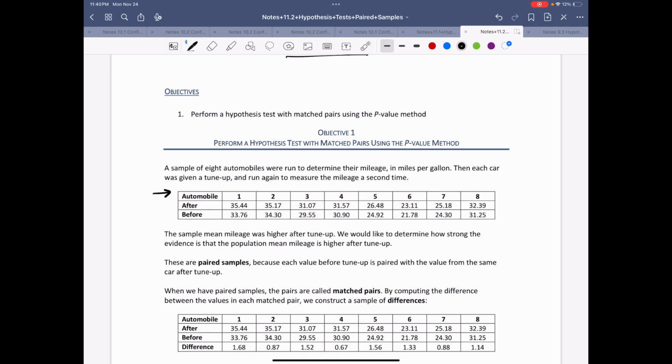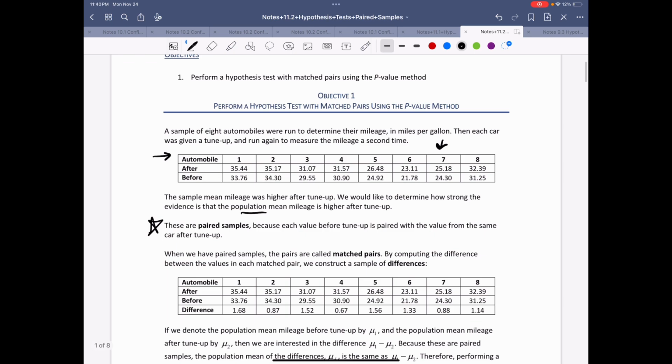This is a matched pair design because you're matching, like if you look at car 7, you're matching car 7's after and before. Here's what we found out in this. The sample mean mileage was higher after tune-up, but we would like to determine how strong the evidence is that the population mean mileage is higher after tune-up. And these are paired samples because each value before tune-up is paired with the value from the same car after tune-up. When we have paired samples, the pairs are called matched pairs.